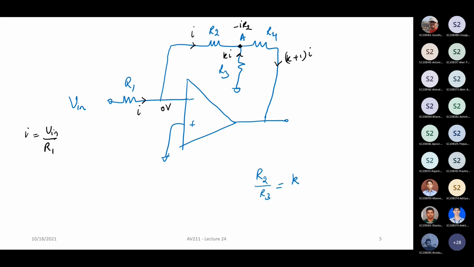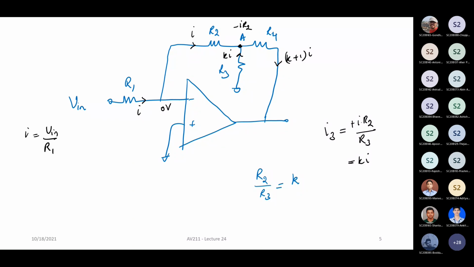Right? Yes, sir. It becomes K times I. You can write this I3 to be equal to, let's say, plus IR2. This is the voltage divided by R3. So R2 by R3, if it is K, it becomes K times I.